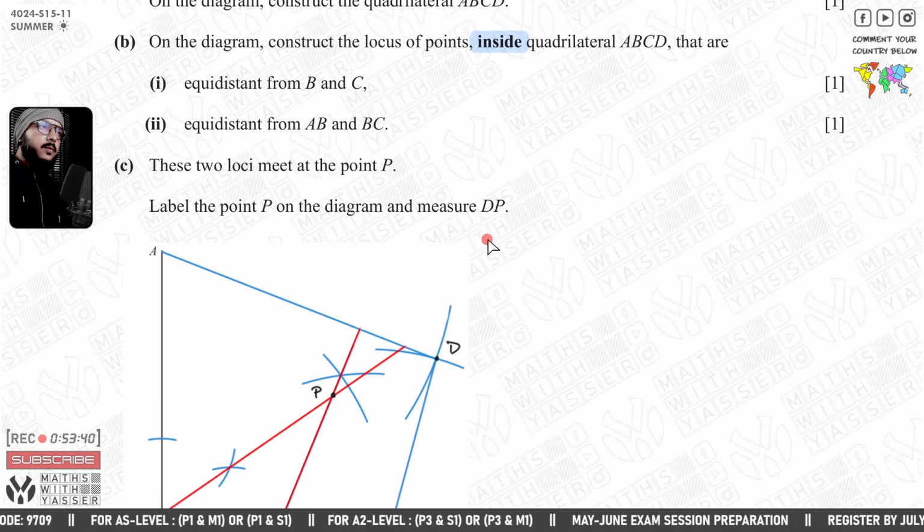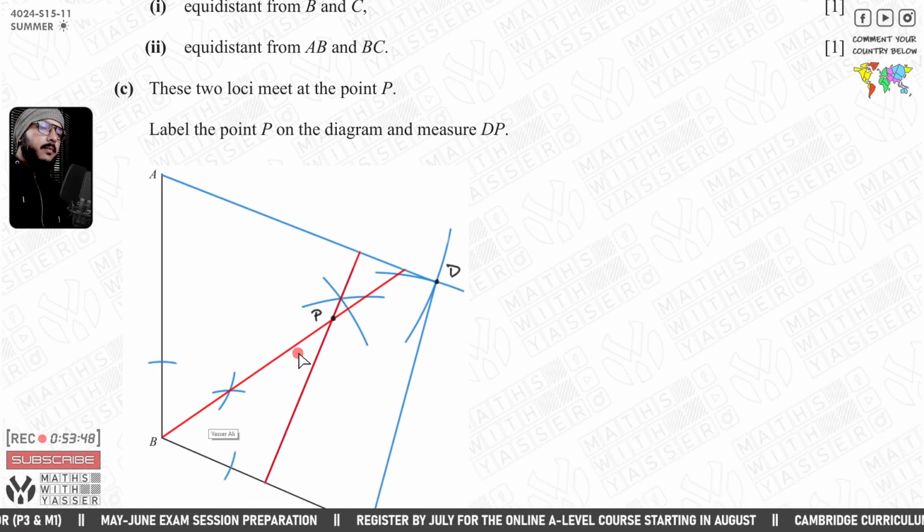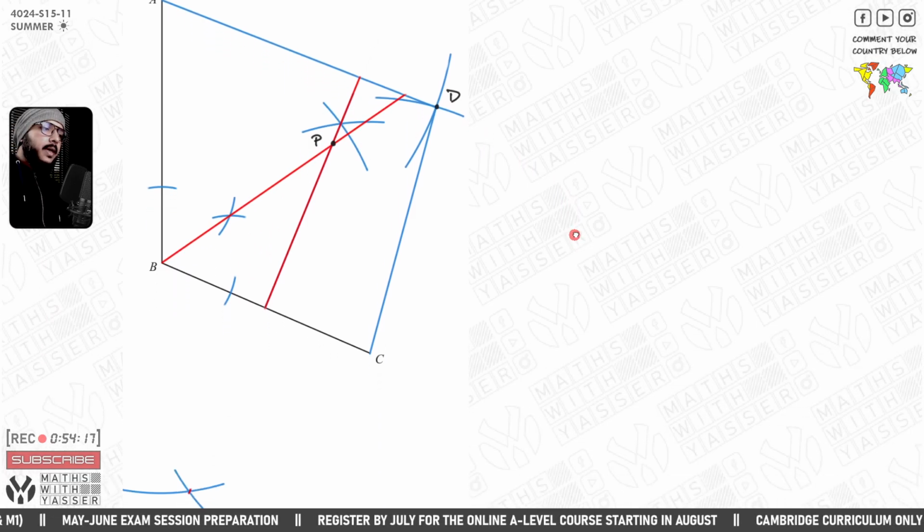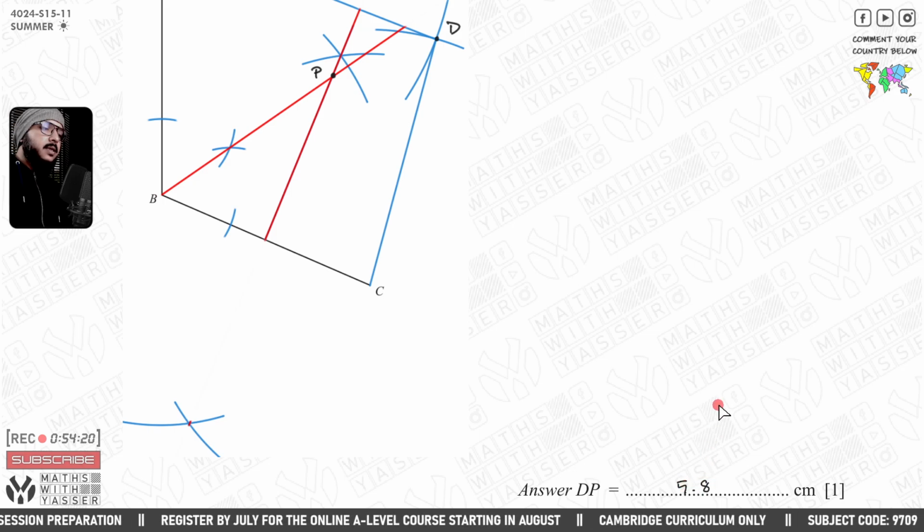Again, as it was stated that we need to construct the locus of points inside, that means this red line also must stay within the quadrilateral ABCD. Then it says these two loci meet at point P. So as you can see, these two loci meet at the point P. We need to label it, as they have stated that we need to label the point P, and we need to measure the length DP. So if you measure the length DP with the help of the ruler, you get around 5.8 centimeters.